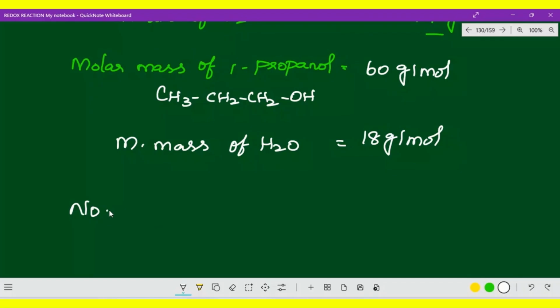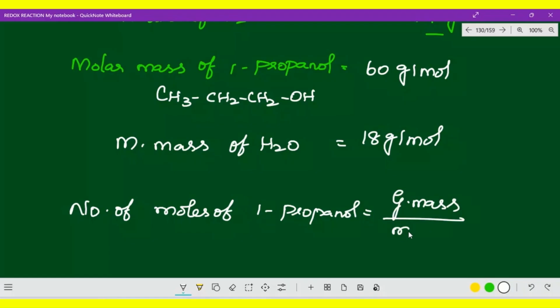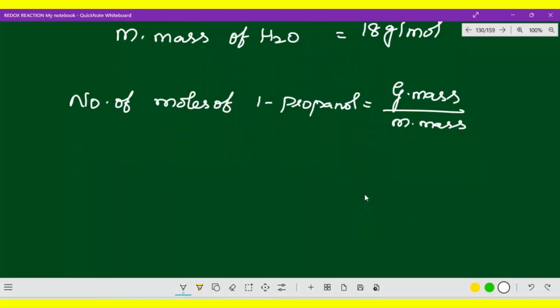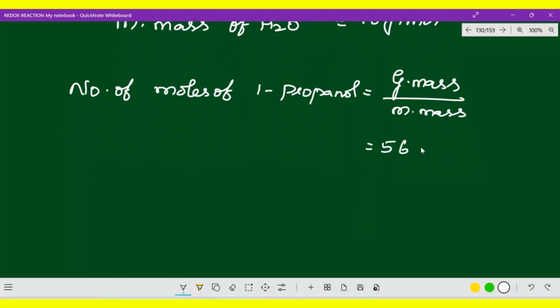Right. Now, moles of 1 propanol. So, number of moles of 1 propanol is given mass by molar mass. Right, now here 56 gram divided by 60 gram per mole. Right, now here the answer is 0.932 mole. I hope you got that clarity.